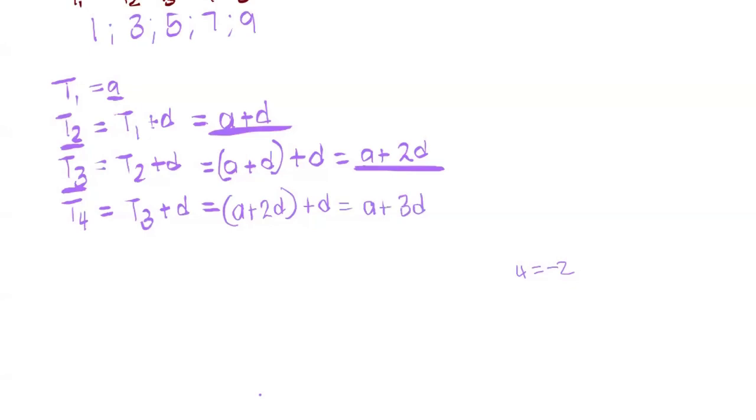And then, simple maths, A plus 2D plus D will give us A plus 3D. Right. So now you see T4 is equal to A plus 3D. T3 is equal to A plus 2D. T2 is equal to A plus D. T1 is equal to A. Is it clear why these letters are the way they are? Do you guys understand the sequence of the derivation so far?